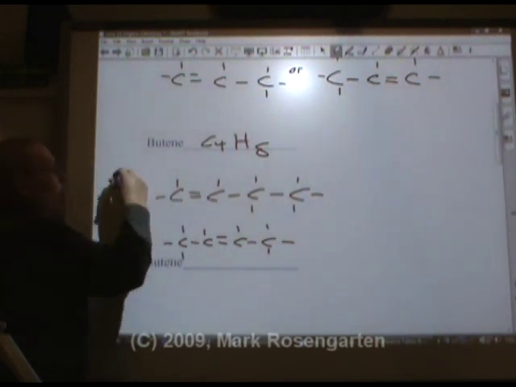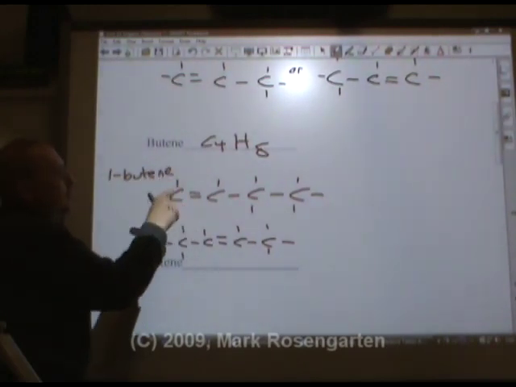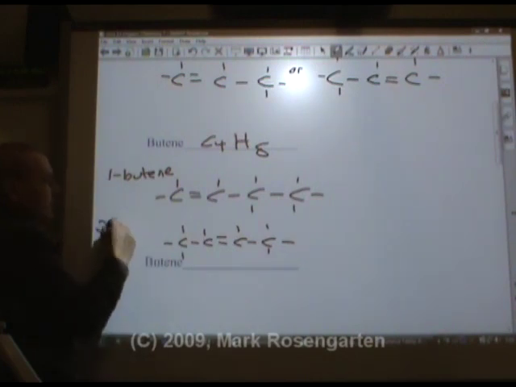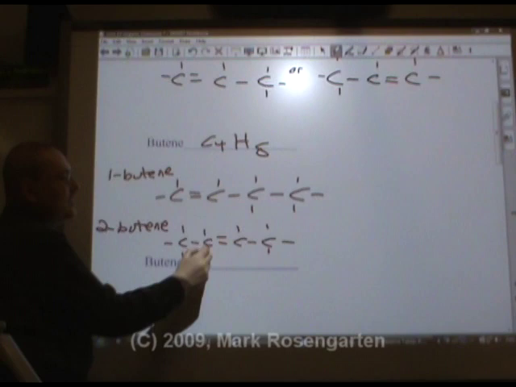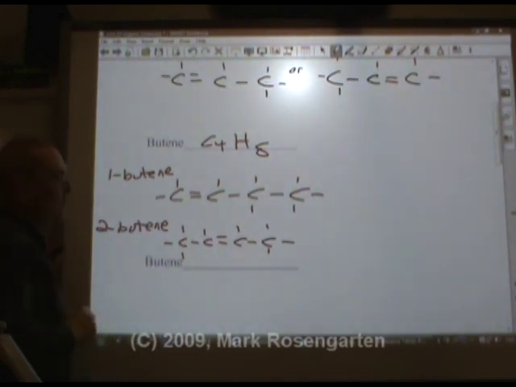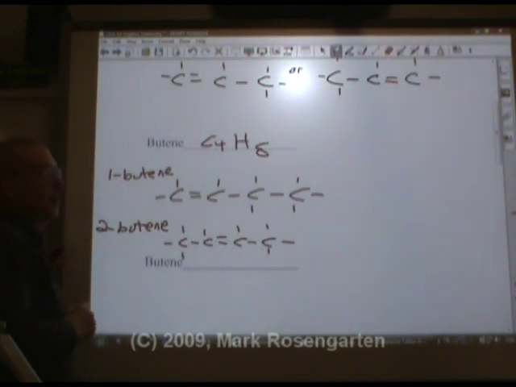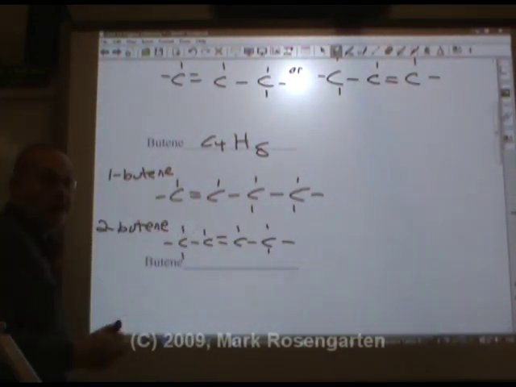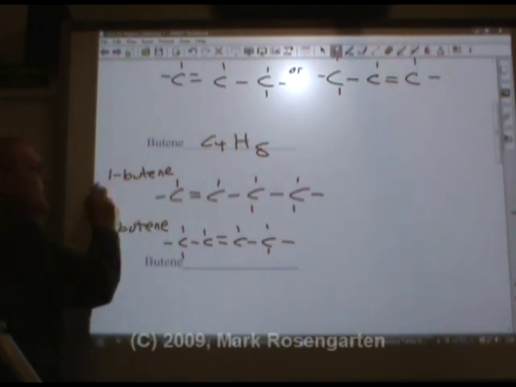So this is called 1-butene, because the double bond is touching the first carbon in from the end. And we call this 2-butene, because the double bond is touching the second carbon in from the end. If you go in from this end, it's still the second carbon. Now you might look at this and say, well, why isn't it 3-butene? Well, I just got finished saying, you use the lowest possible numbered carbon when you number it.